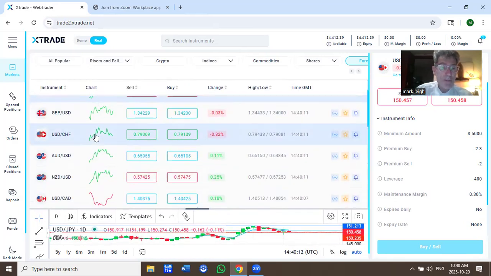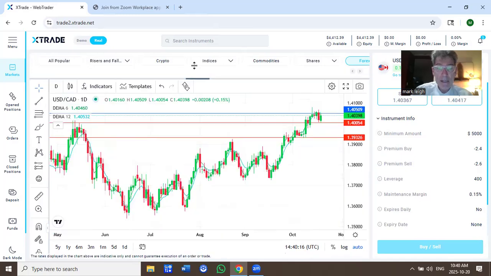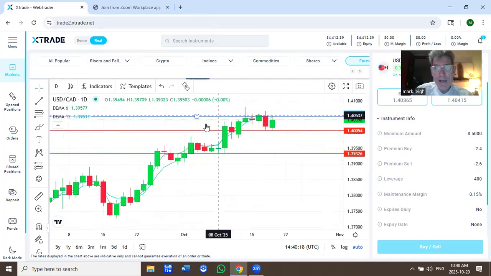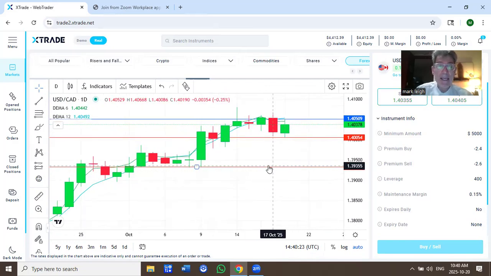The last of the majors we'll look at is the US dollar against the Canadian. A little bit of a different pattern here. Here we're seeing US dollar still maintaining. I've got support at $1.40 and resistance at 140.50. That's a 50 pip move. You're buying US dollar, selling Canadian all the way up to that resistance level. US giving up some of those gains now. There's the wicks left behind.